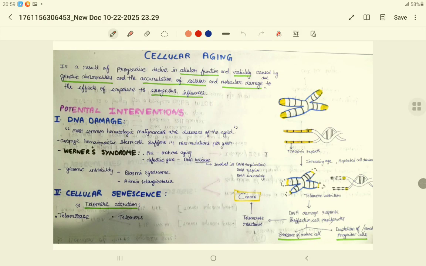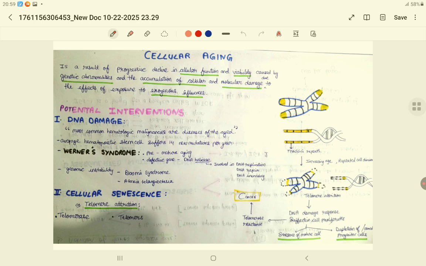So today we'll be talking about cellular aging. First, let us talk about the definition of cellular aging. Robbins says that it is basically a result of progressive decline in cellular function and viability, caused by genetic abnormalities and the accumulation of cellular and molecular damage due to the effects of exposure to exogenous influences.